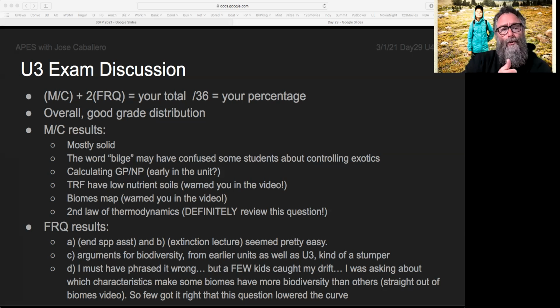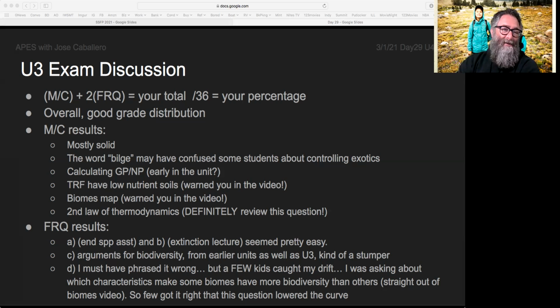In the multiple choice, I'd say most students did really well. There's always a couple, right? Everybody has a bad day. Perfection on multiple choice is extremely rare, but the scores on average were pretty solid. There was a question about possible methods to control exotic species, and it's one of those 1, 2, 3, 1 and 3, 1 and 2, 1, 2, 3, whatever. That format of question is always a stumper.